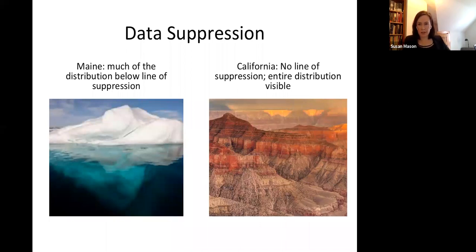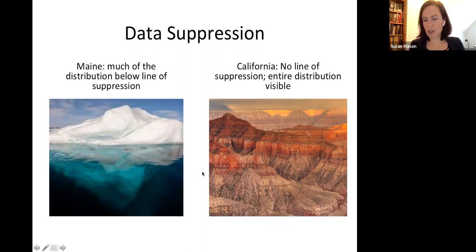I want to pause here on this data suppression issue, because this is another thing we really struggled with. These are the best analogies I could come up with. Maine, a very small state, ends up having much of its distribution below the line of suppression. If you imagine the water is the line that the API draws, saying you can't have any information below this line, then all we can see is the proverbial tip of the iceberg for Maine. In California, on the other hand, there's no line of suppression. It's so enormous that there was no need for the API to suppress anything, so the entire distribution is visible.